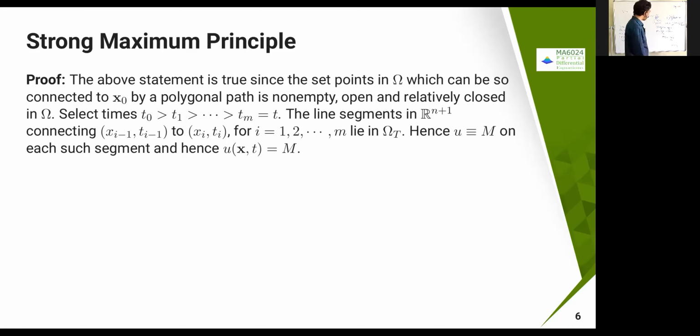So that means you can just use the same principle that we have used, repeatedly for times t naught, t1, etc., T. Then what is going to happen in omega t bar, or omega t, is that the points (x naught, t naught), (x1, t naught), (x1, t1), etc., up to (x, t) are going to lie within omega t. So you repeat the argument that we did earlier.